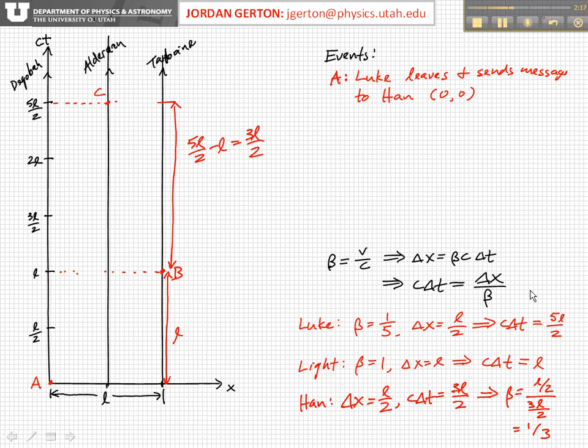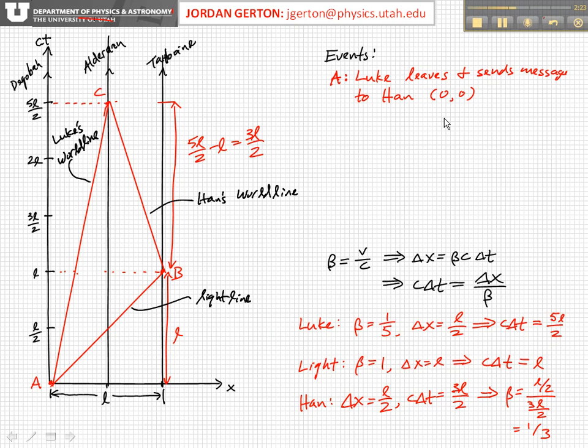Now let's draw the world lines of all of them. Just basically connect the dots. Okay, so here we go. The line that connects A and B is just the light line. That's the world line of a beam of light or a signal. The line that connects B and C is Han's world line. And the line that connects A and C is Luke's world line.